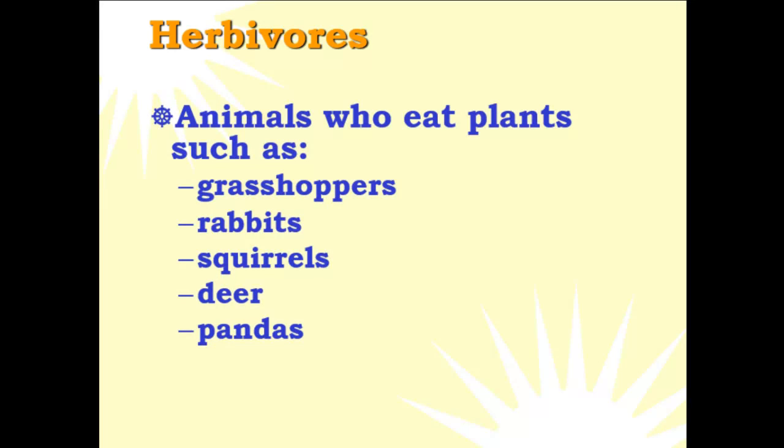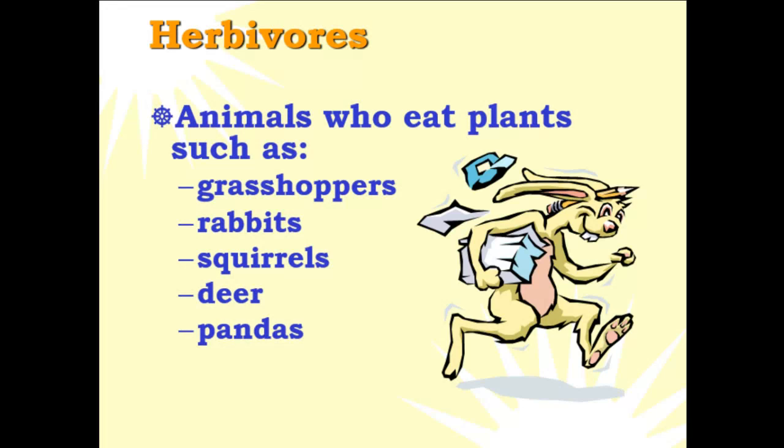Now, for herbivores, to break things down a little bit more specifically, they're animals who eat plants, and these kind of animals might be, as the ones you see listed here, grasshoppers, rabbits, squirrels, deer, pandas. They don't eat other animals. They eat nothing but the bottom portions of the food chain, the autotrophs. They only eat the plant material.